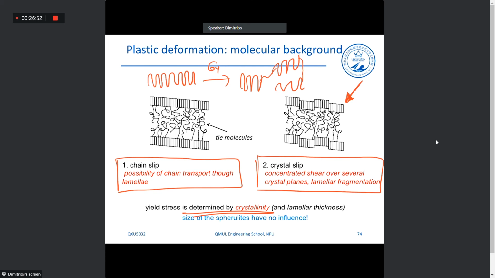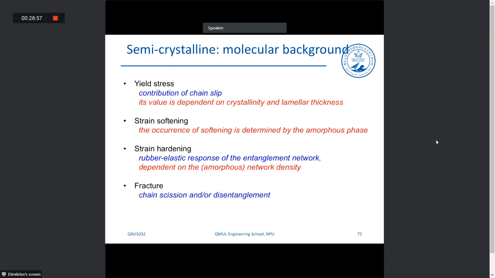And that's pretty much it for the mechanical properties. I will give you on Thursday, when we finish the viscoelasticity class, a quick revision.